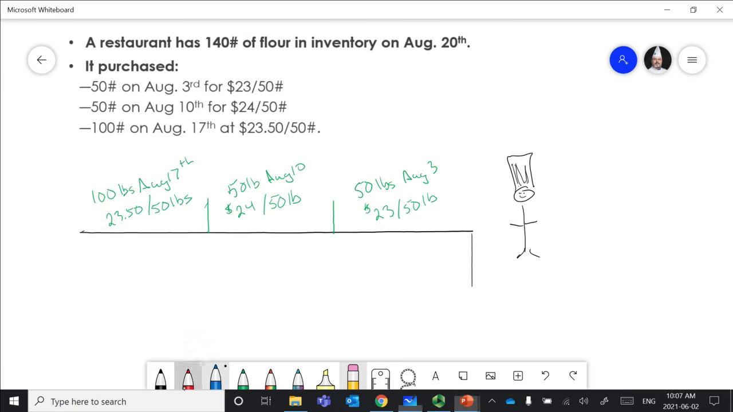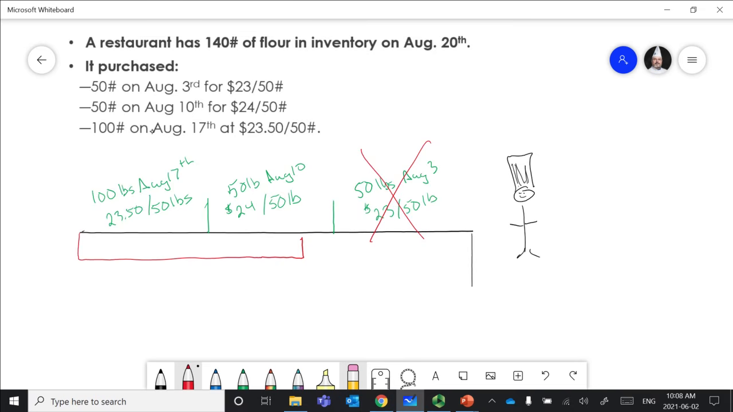So what of these orders is left? We have 140 pounds, right? We're going to have all of that 100 plus most of this 50-pound order. This first one on August 3rd, we've used all up. So really we're going to take our pricing based on these two newer values, right?